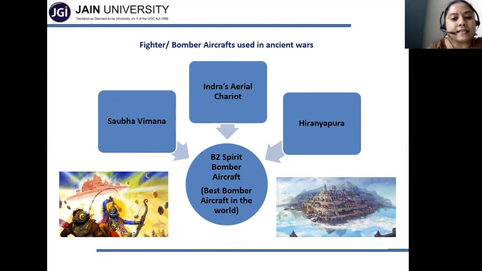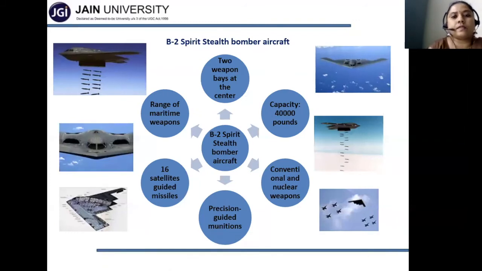We can compare these aerial chariots, even Indra's aerial chariot, with the B2 Spirit bomber aircraft, which is the best bomber aircraft in the world. These are the features available in the B2 Spirit stealth bomber: two weapon bays at the center with a capacity of 40,000 pounds, conventional and nuclear weapon holding abilities, precision guided munitions, 16 satellite guided missiles, and a range of maritime weapons. All these features can be compared conceptually. To technically compare, we do not have any proof. Conceptually, I have tried to compare them with Saubha Vimana, Hiranyapura and Indra's aerial chariot. Details can be referred to in my PhD thesis.